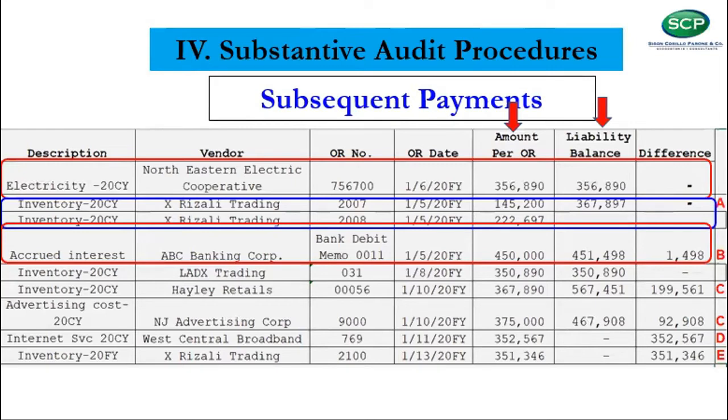However, since the difference is too small and even below our SAD threshold of 10,700 pesos, remember na yung SAD natin kanina is 10,700 pesos, we can forego investigating the difference and conclude that the accrued interest payable of 451,498 pesos is fairly stated as of December 31, 20 CY. Remember na ang purpose natin is just to give an opinion as to the fairness of the financial statements. Hindi naman accuracy ang term na ginagamit natin. Kung fairly presented lang yung financial statements. So kung may mga difference like this, it shouldn't affect our opinion.